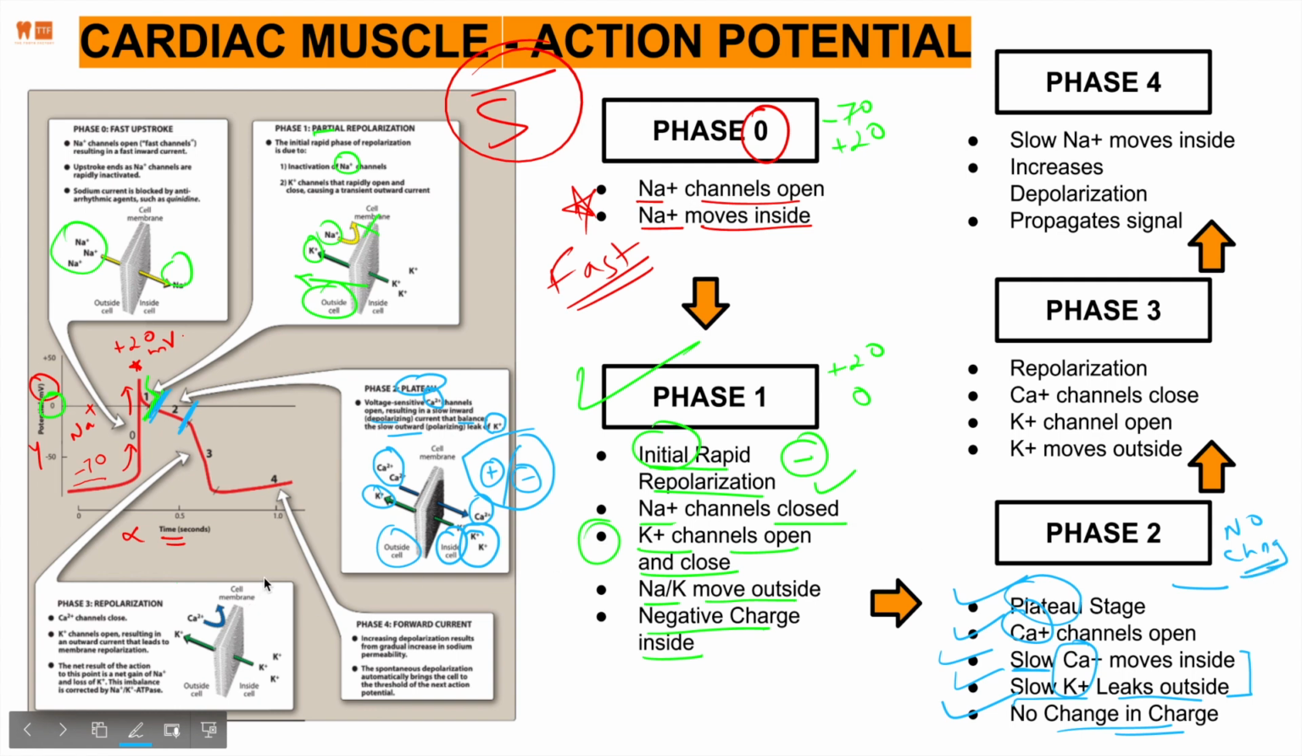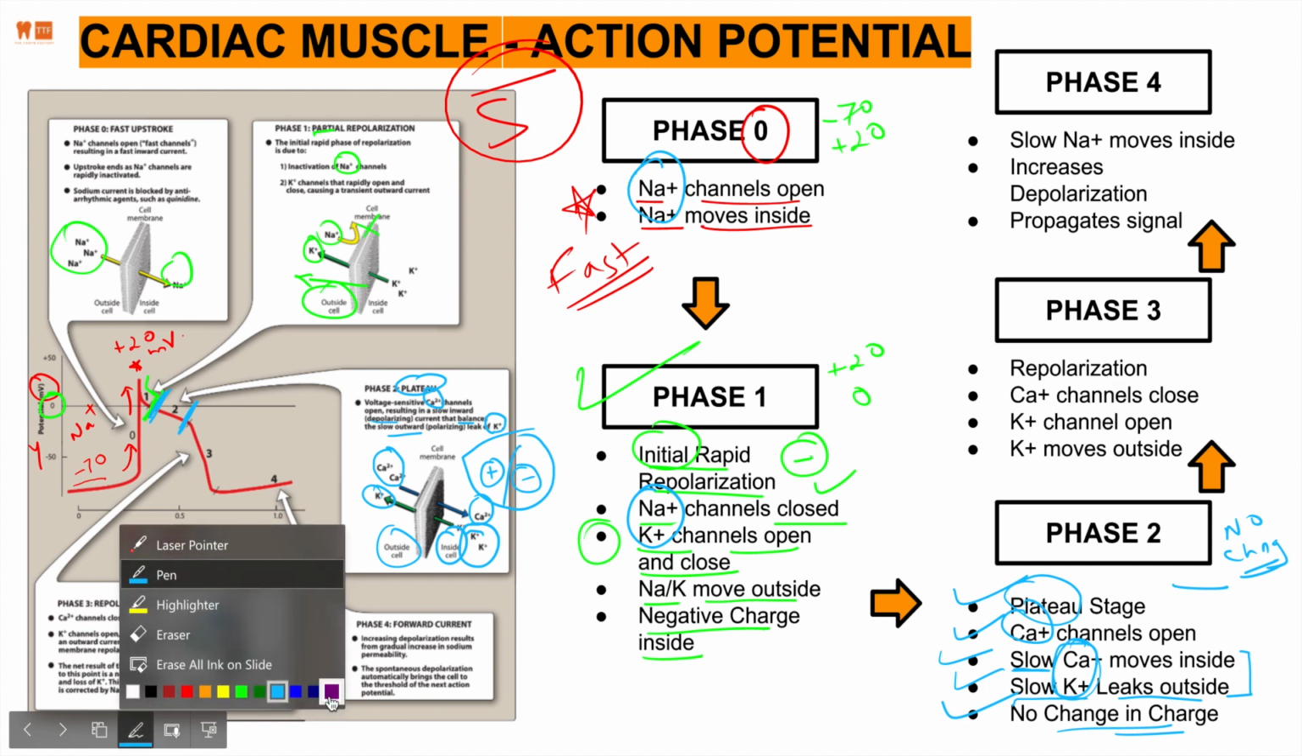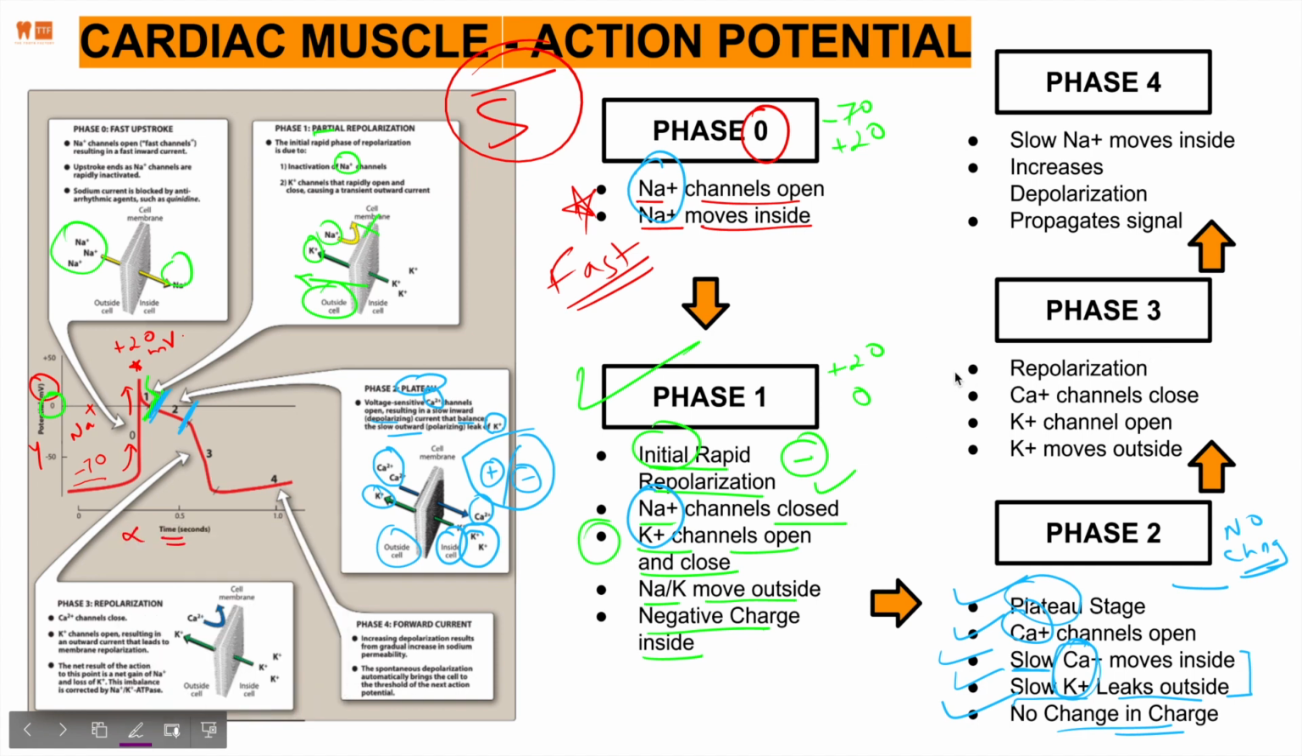Perfect. So far, what have we seen? We've seen that this is sodium. We saw that this is sodium and potassium. This is calcium and potassium. So now what's going to happen? Well, let's find out. In phase 3, there's repolarization. So the charge is now consistently dropping. It's when calcium channels close and potassium channels open. Therefore, potassium moves outside the cell, causing a negative charge, negative 70.